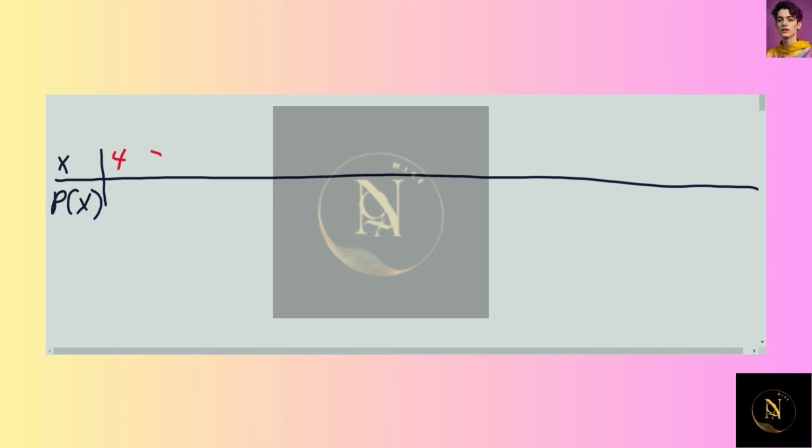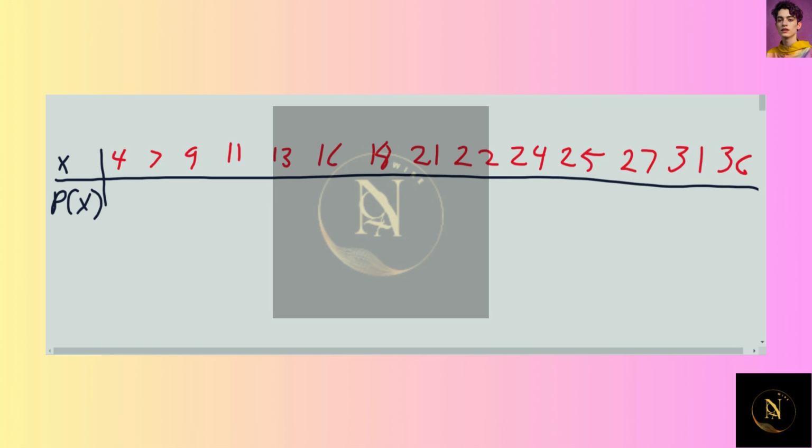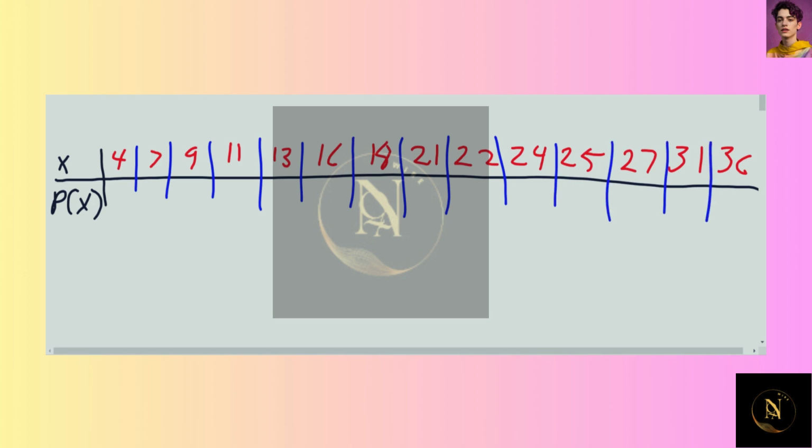So we have 4, 7, 9, 11, 13, 16, 18, 21, 22, 24, 25, 27, 31 and 36. I know normally we don't put lines between these values, but because of how kind of squished we are, I'm going to go on ahead and do it just so that we don't get mixed up with all these two-digit numbers.